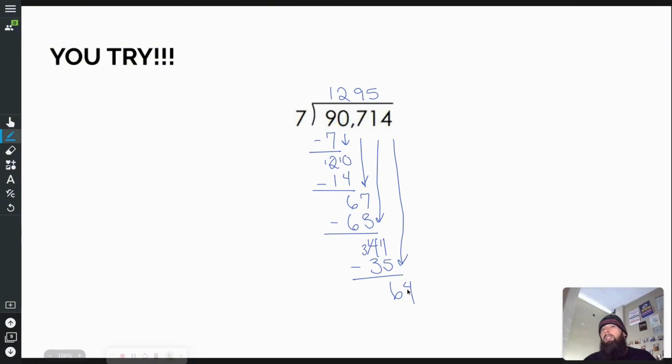7 times what is 64? Well, nothing, but 7 times 9 is 63. So we subtract, get 1, and we have a remainder of 1. So 12,959, remainder 1.